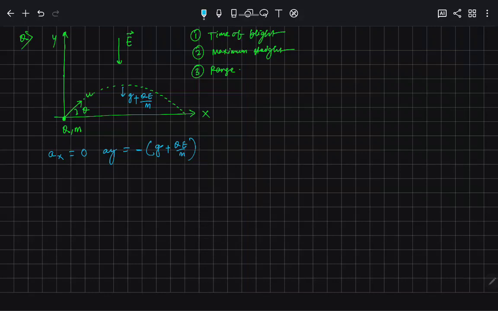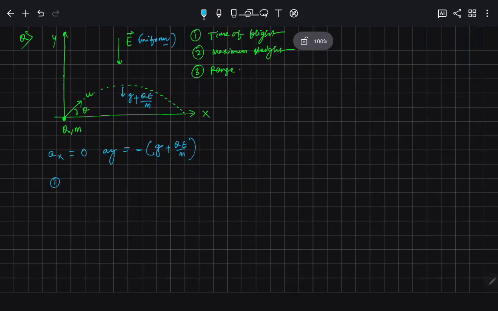Clear? Nothing else is going to change, only the acceleration along y is added up with QE by m, because you are applying the electric field. And just remember that this electric field is uniform. We'll talk about what a uniform electric field is; just think here that this electric field is uniform. Okay, now we have to find out all these things.